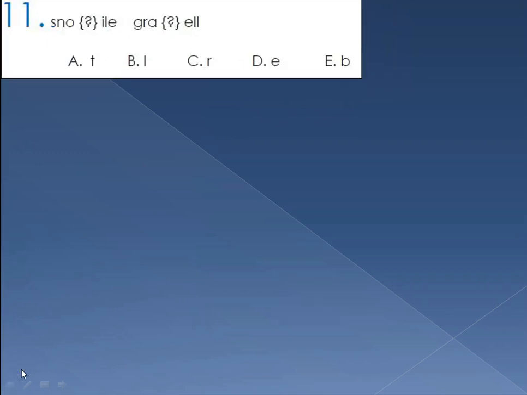Okay, so in this section, you have to pick a letter that will go at the end of this word, the start of this, the end of this word, and the start of this word to make 4 words. These are the letters that they give: T, L, R, E, and B. And what you have to do is find the one letter.